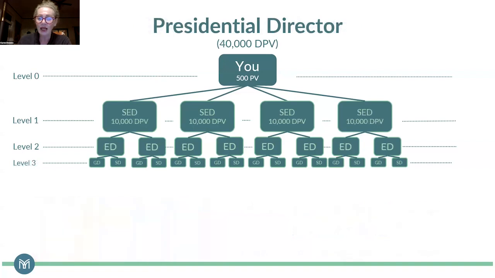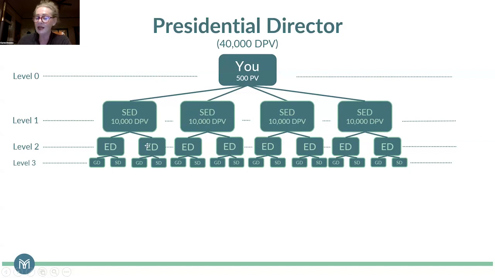So presidential director, you can see we have 40,000 DPV, and we've kept it at exactly the same with these same 4 people. Developing them to silver executive director makes a very neat 40,000 DPV. So you may have 5 or 6 people with a bit less, you may have some with a lot more and some a bit less, but basically 4 silver executive directors will earn you the level of presidential director.